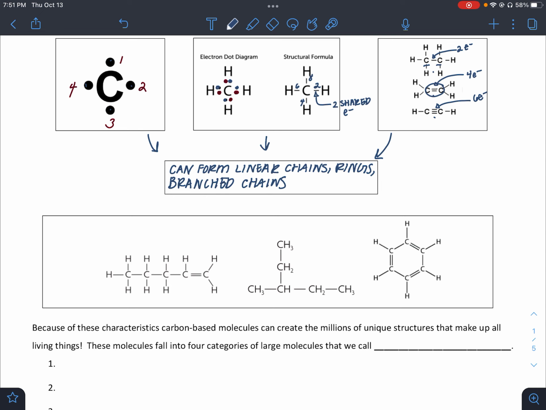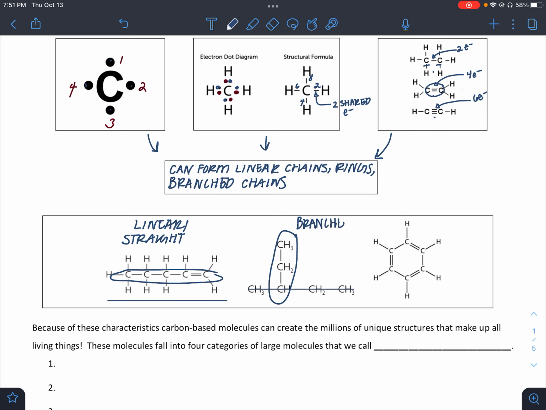So here we see a few of those images, right? Here is an example where all the carbons in the backbone or skeleton are in a single line. That's going to be your straight or linear chain. Okay, here we have a linear or straight chain in that backbone or skeleton, but we also have this branch chain. This is our example of a branch.